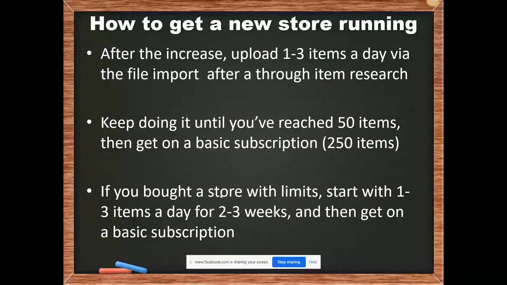There's a difference. If you buy a store from a person and that store was previously used, already making money on eBay with a sales history, as opposed to just a fresh new store that has limits but no sales history, you can't go on raging and maxing your limits. You have to do the same thing. So again, starting with 1 to 3 items a day for 2 to 3 weeks, which gives us 50 items, and then you get on a basic subscription.